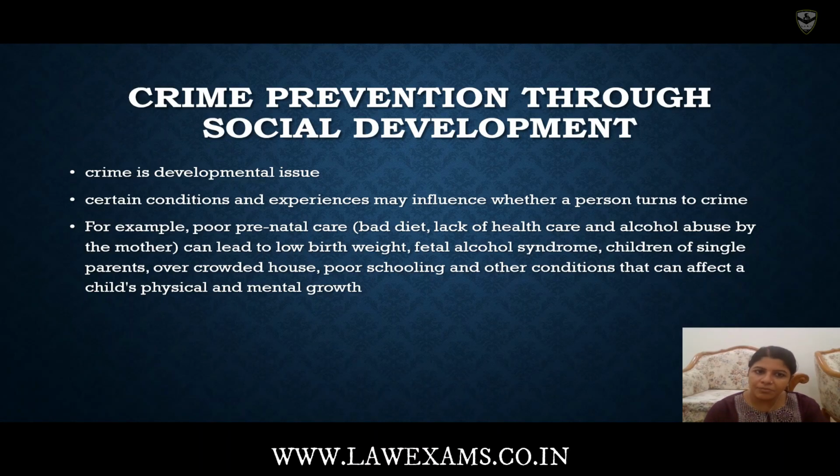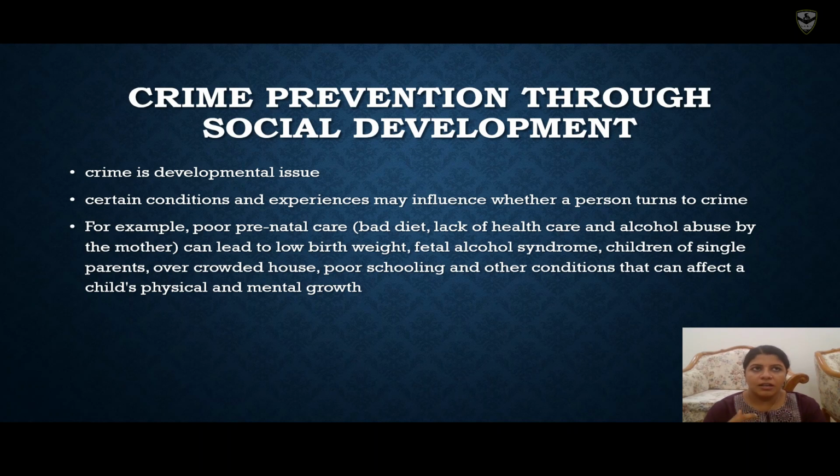As we all know, crime is a developmental issue. A person might turn out to commit crime because of influence due to certain conditions or certain experiences. Say, for example, lack of proper parenting, poor prenatal care, or poor schooling. All of these conditions can affect a child's physical as well as mental growth. So that particular learned behavior might be in a negative form, which would in turn lead to crime.